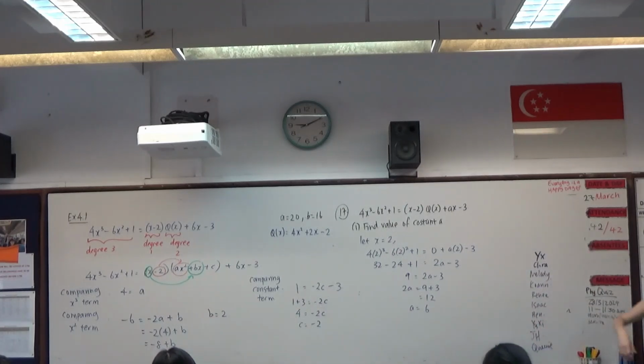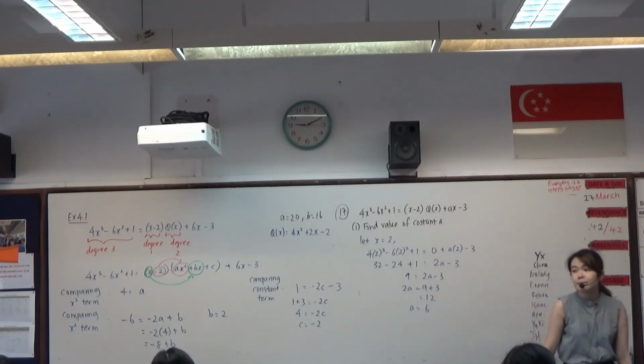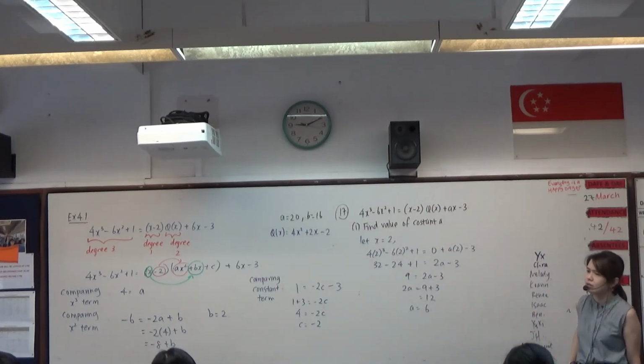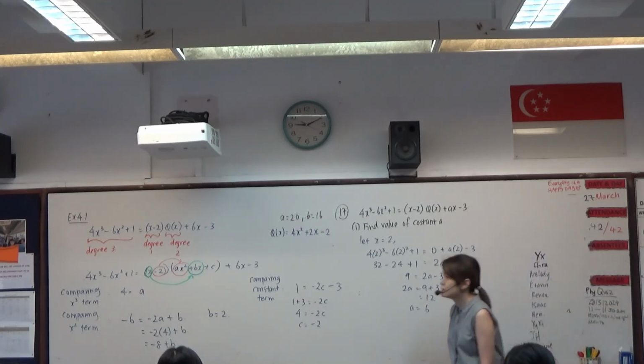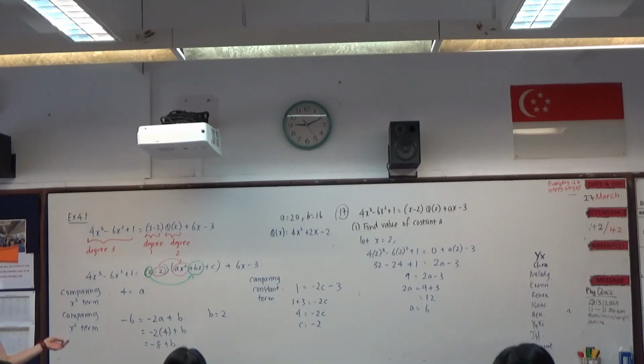So this is just another method that you can do without doing long division. Nothing wrong. Okay? Does it make sense? Because you'll be answering part 2.